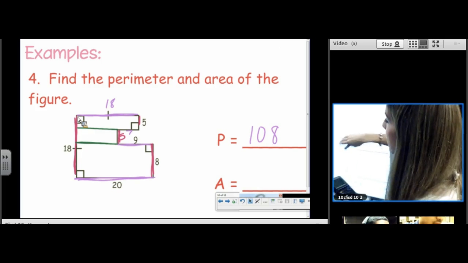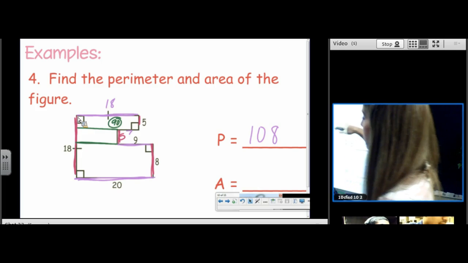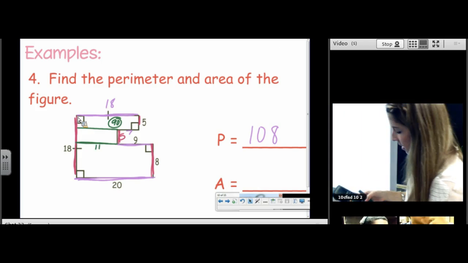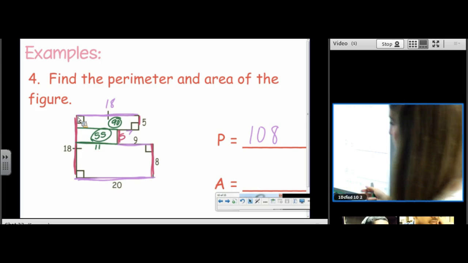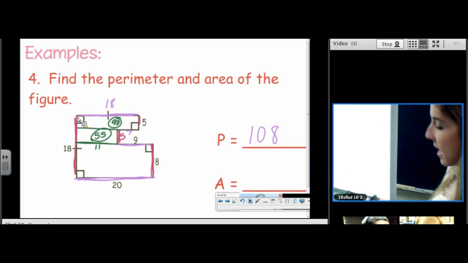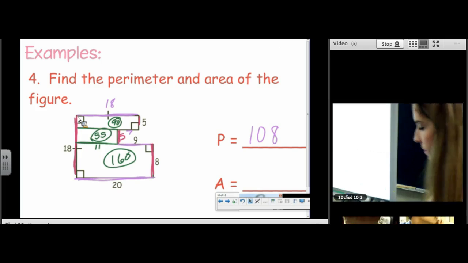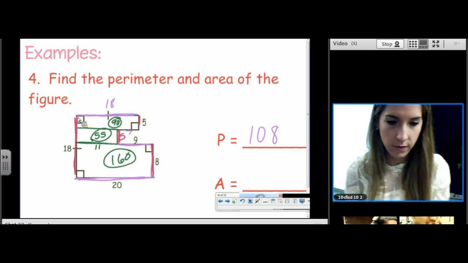Okay, what's the next one? That's 5 by, let's see, 20 minus 9 makes this 11, because 11 plus 9 is 20. So the area of this one is 55. And the area of that bottom one, length times width, 20 times 8, 160. So once you find the area of each rectangle, you can just add them up for a total of 305.